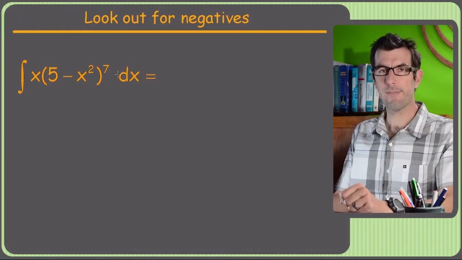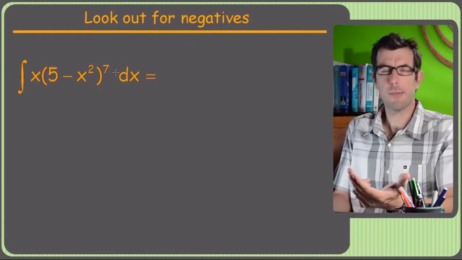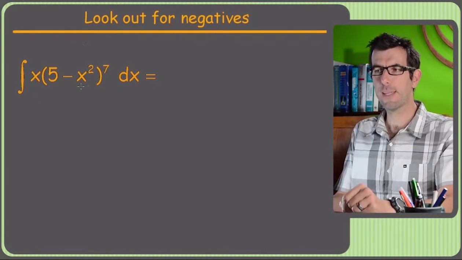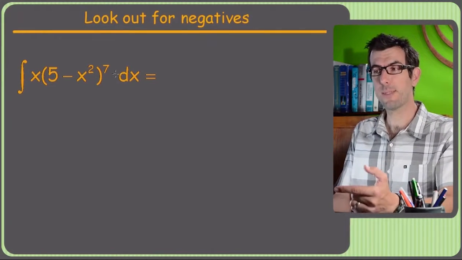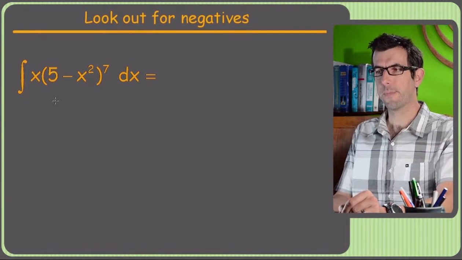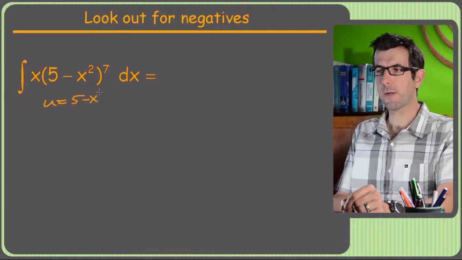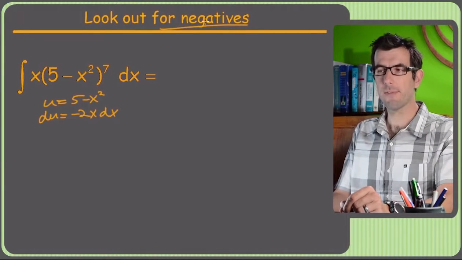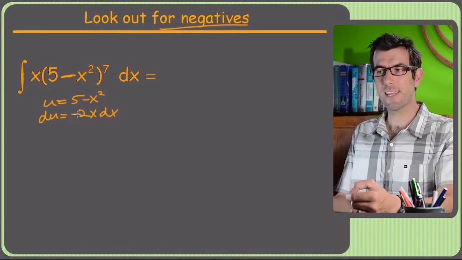All right, look out for negatives. I don't even know what I'm talking about. Let's see what I'm talking about. All right, so if we try and integrate this, it's pretty obviously power rule. You have an exponent of 7, which is just screaming out, hey, let's use the power rule. So my u is going to be whatever's under the exponent, which is 5 minus x squared, which my du equals negative 2x dx. All right, so that's what I'm talking about with look out for negatives. Because there's a negative sign in front of this x squared, that means my du has a negative sign in it.